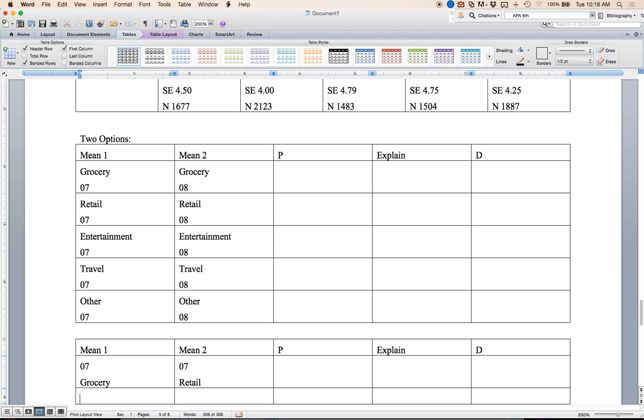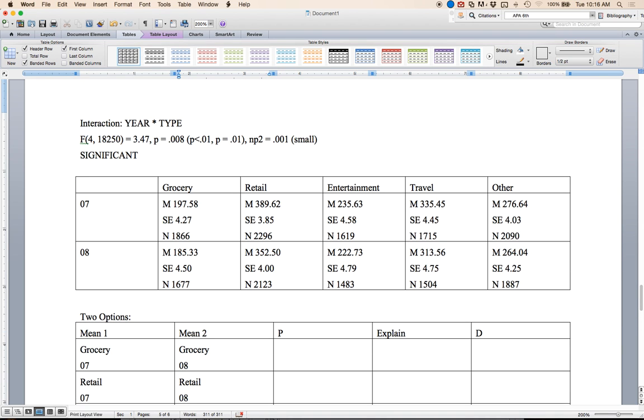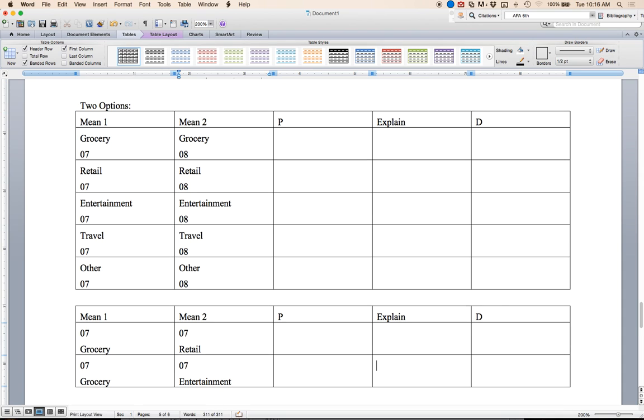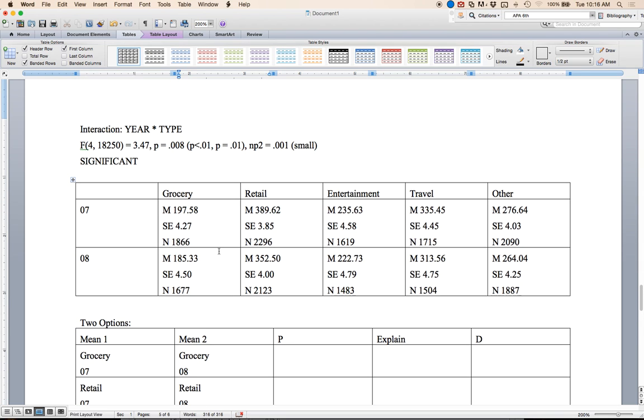And then what I would do is 07 grocery, and then 07, what's next? Entertainment? Yeah. And I would keep trucking. 07 grocery versus 07 travel. And then I would have to fill that in 10 different times, because that would be 10 tests.